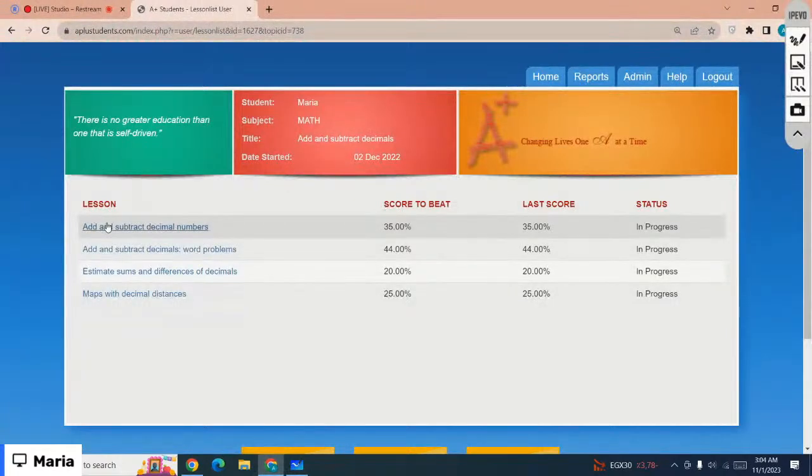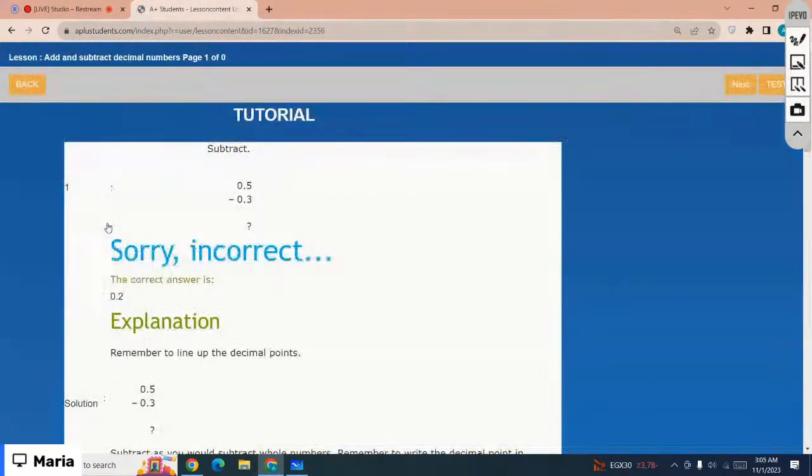The first one is add and subtract decimal numbers. So adding and subtracting decimals is exactly the same. You just have to write them one above the other and line up the decimal point. You have to line up the decimal point, right? Then you have to subtract like you do for the simple numbers.